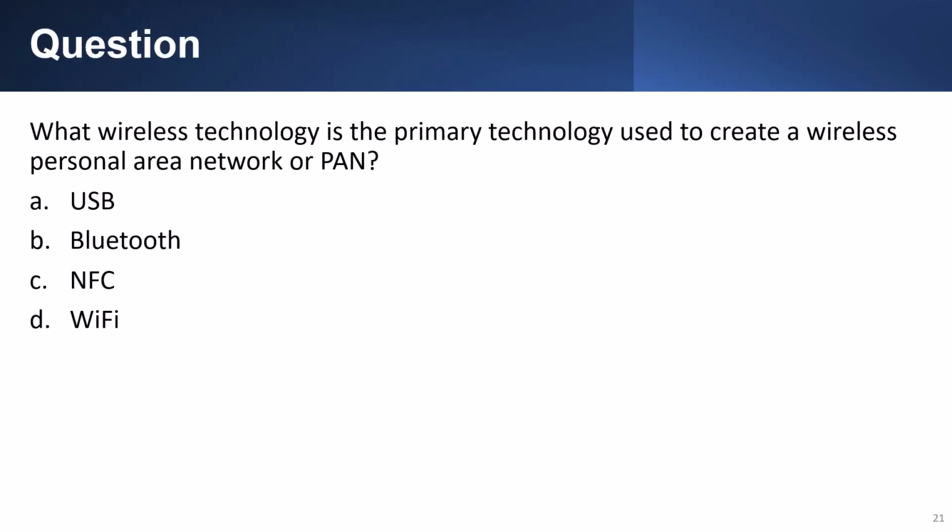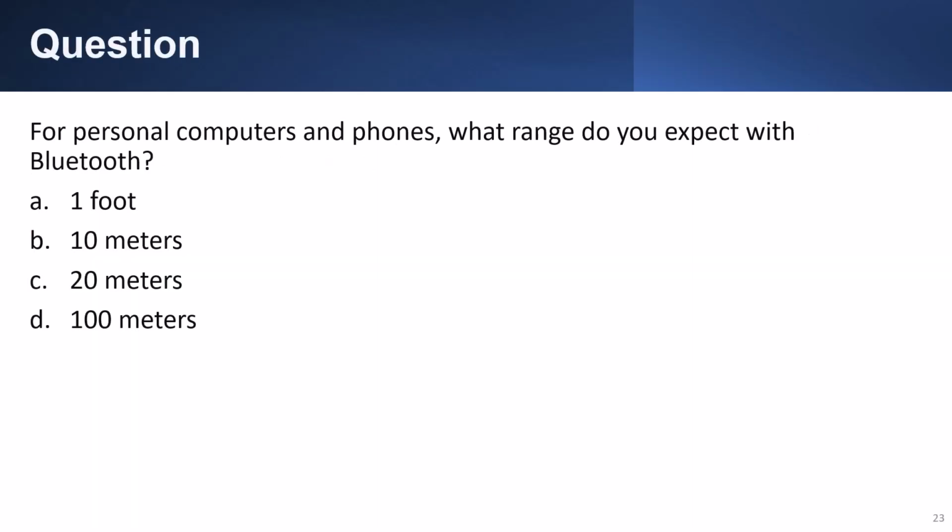Question: what wireless technology is the primary technology used to create a wireless personal area network, or PAN? Answer: Bluetooth. Question: for personal computers and phones, what range do you expect with Bluetooth? Answer: 10 meters.